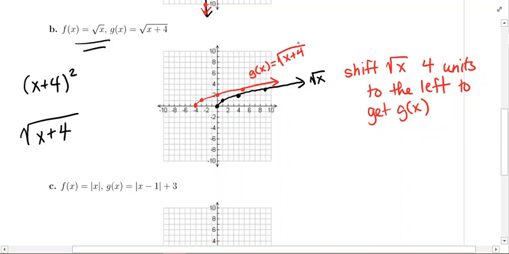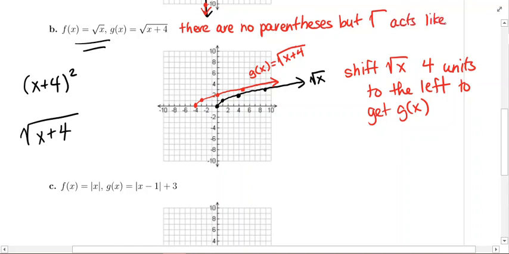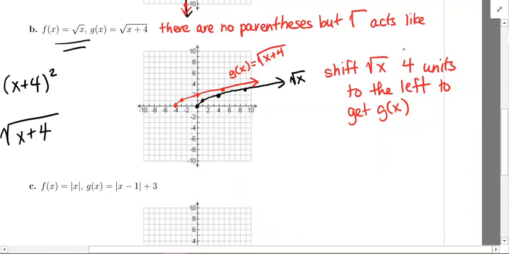So I'm going to make some notes here. There are no parentheses, but the square root acts like parentheses. It traps the x plus 4. So that's why this is a horizontal shift.